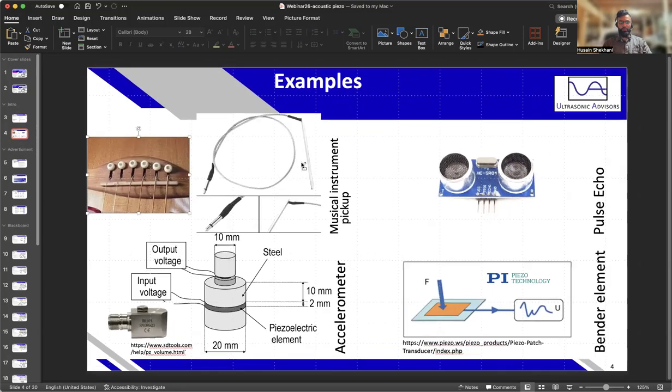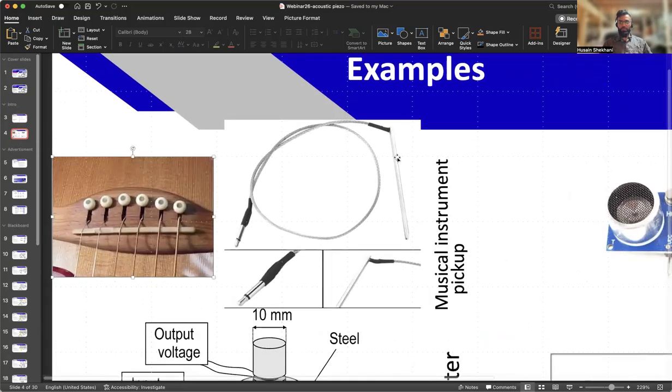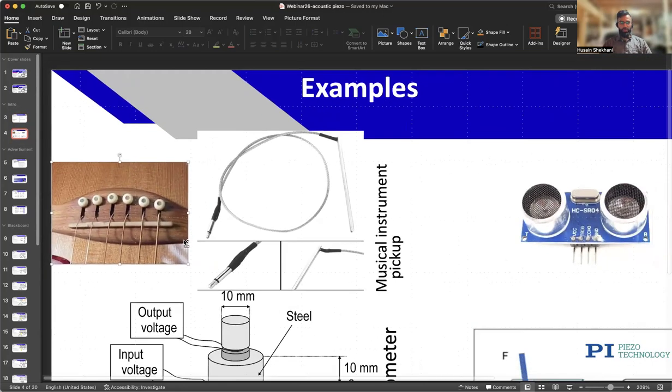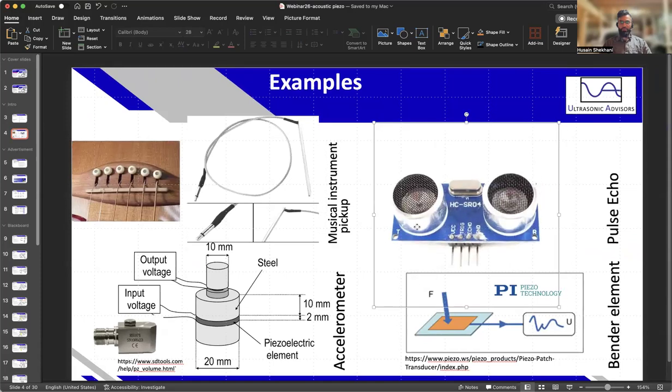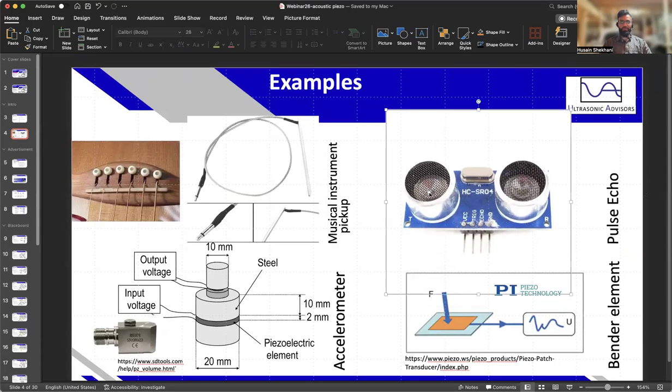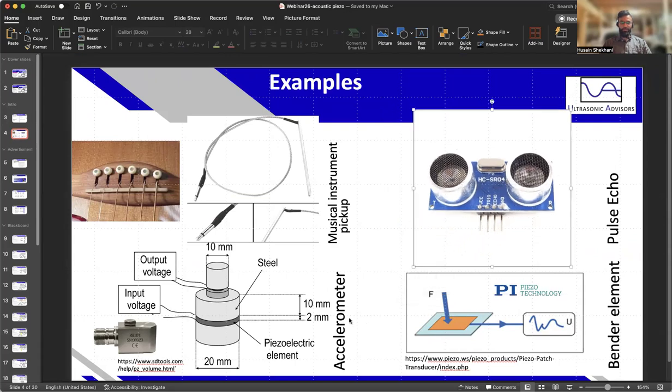I'll zoom in maybe a little bit. There are multiple elements in this, and it's mounted underneath these strings, which then pick up the frequencies generated by the strings. There's also this one, everybody's seen this, the Arduino pulse echo range finding transducer. We also know that you can use a single transducer for this, but in this case, the electronics become a lot simpler if you just use two rather than one.